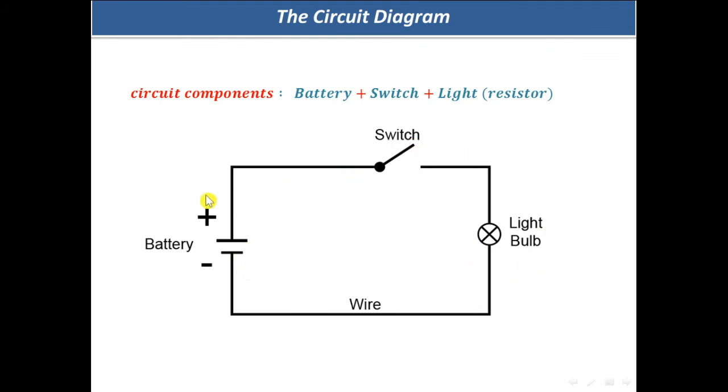Okay, this is a simple electric circuit or circuit diagram, and we call these things, the switch and the battery and the light bulb, the circuit components. These are the circuit components: the battery, the switch, the light. So if I ask you, please list the circuit components that you see in this circuit diagram, you say to me battery and switch and light and wires.